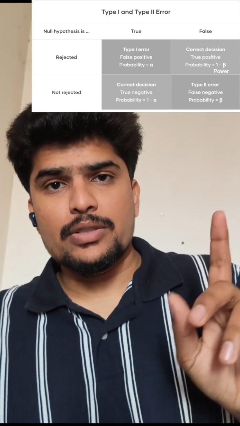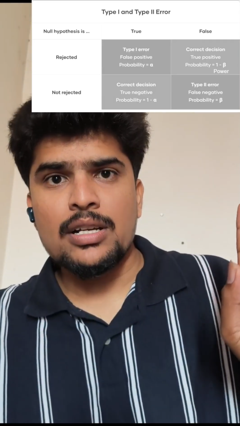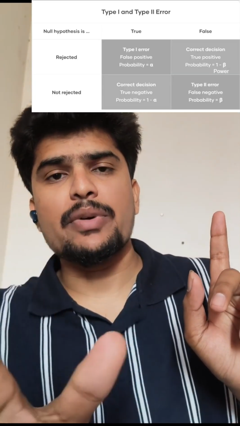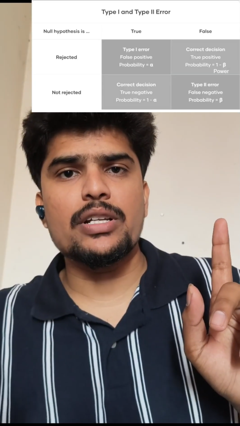So basically this is the difference between type 1 error and type 2 error. As you can see here in this summary table, you can refer to it. This is what I discussed earlier, a summarization of what is type 1 error, type 2 error, and what is power.